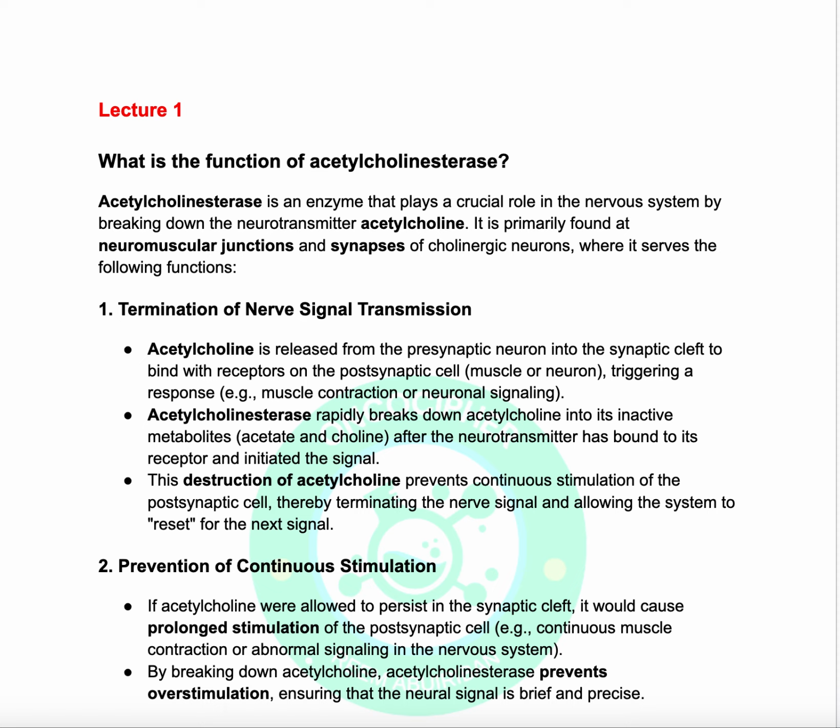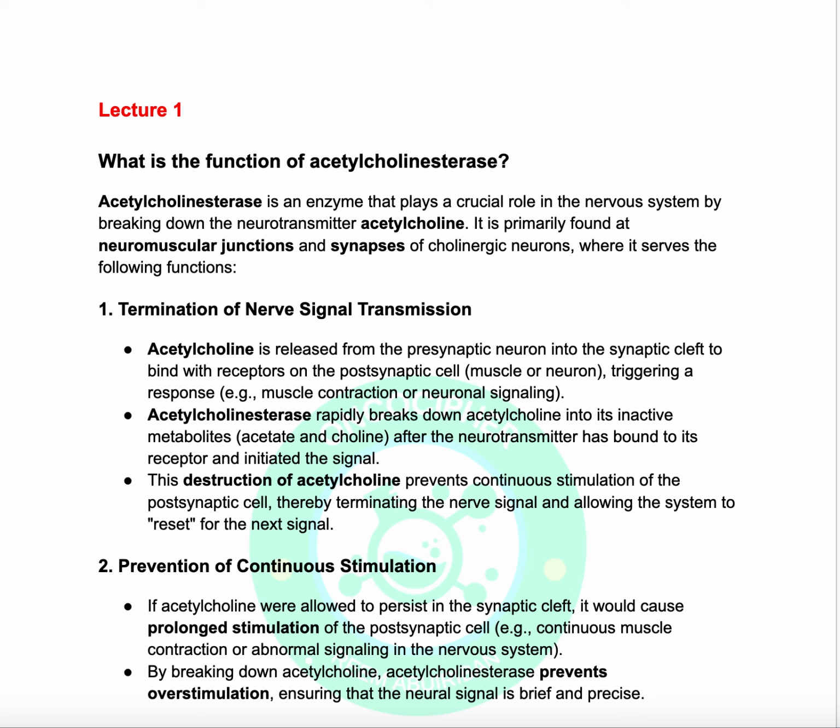The first question is, what is the function of acetylcholine esterase? Because it ends with "esterase," you know now it's an enzyme that plays a crucial role in the nervous system by breaking down the neurotransmitter acetylcholine. It's primarily found at the neuromuscular junction and synapses of cholinergic neurons, where it serves the following functions. And then we discuss what the functions of acetylcholine esterase are.